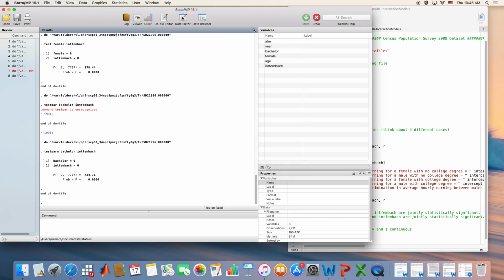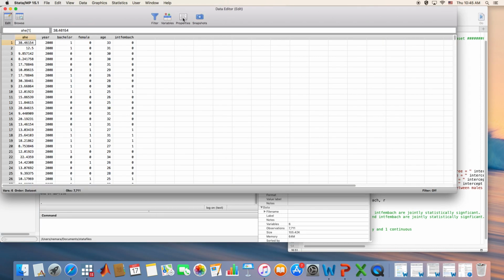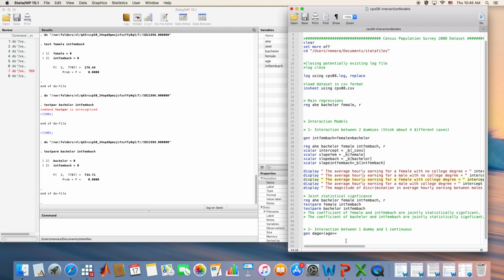Let's see what the variables here are. Age goes to 33. Okay, we have 20s, we have 27, 29, 26. So let's make a cutoff. I'm just going to pick anything. Let's make a cutoff of 29.